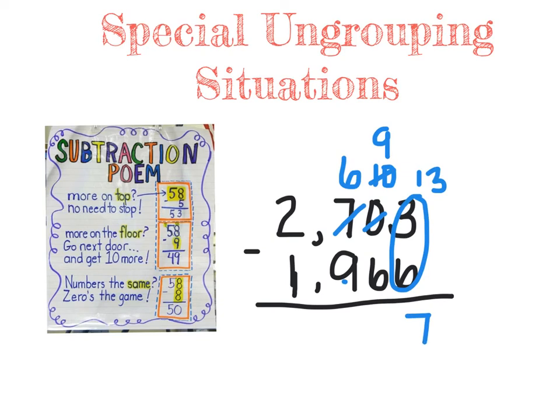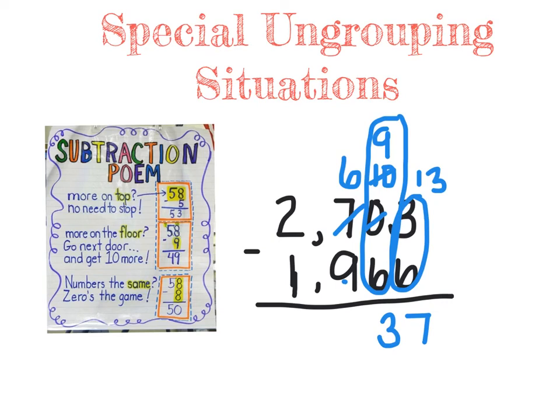So now I'm going to go to my tens column. And again, I'm going to circle my tens column because we did a lot to it. And so now my problem is 9 minus that 6. Since 9 is bigger than 6, there's more on top. So I can go ahead and subtract. 9 minus 6 is 3. Now, I just solved my tens column.